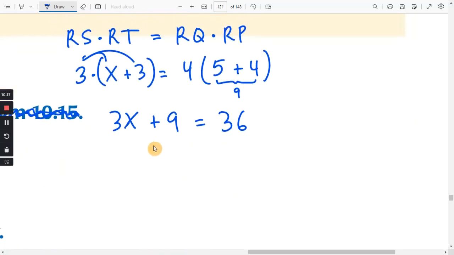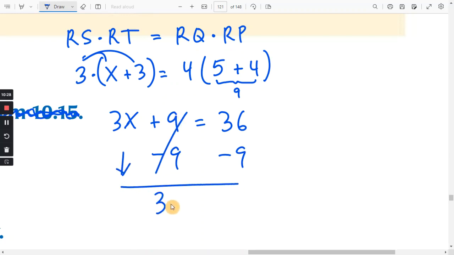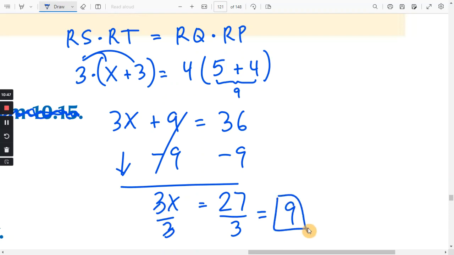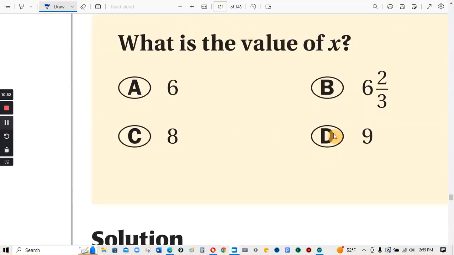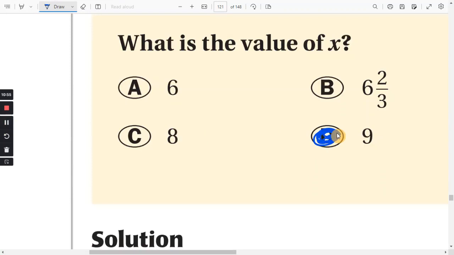Solving for x, we want the x's by themselves on one side. So get rid of the positive 9. The opposite is negative 9. 9 minus 9 cancels. Bring down 3x. Bring down the equals. 36 minus 9 is 27. And this is x times 3. The opposite of times 3 is divided by 3. 27 divided by 3 is just 9. And that is answer D.